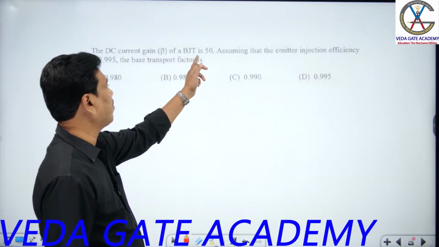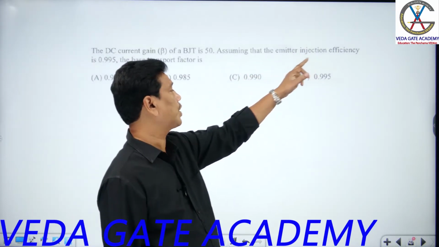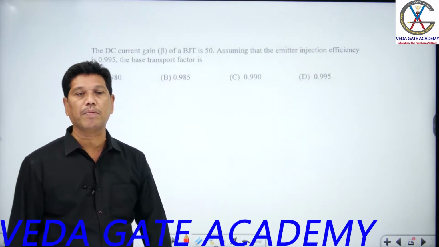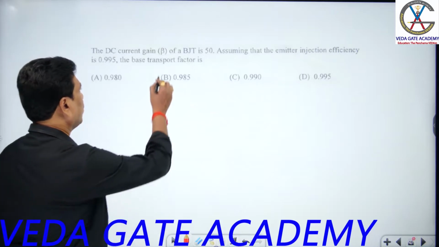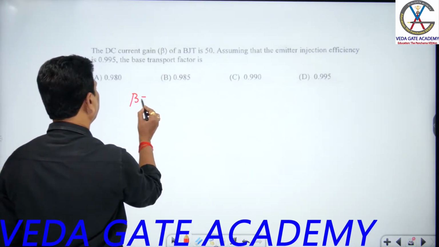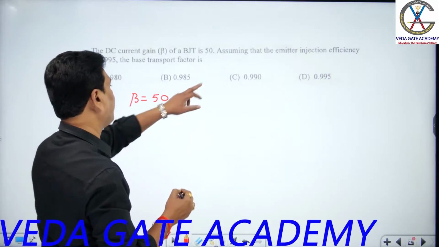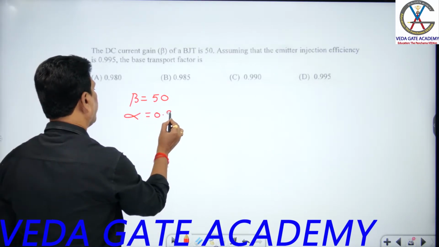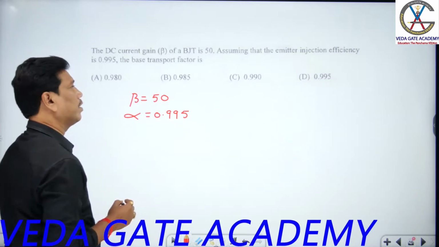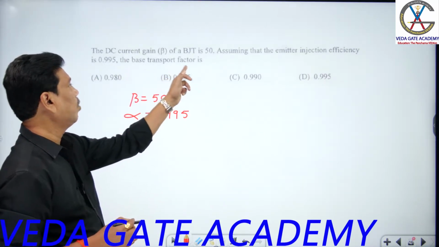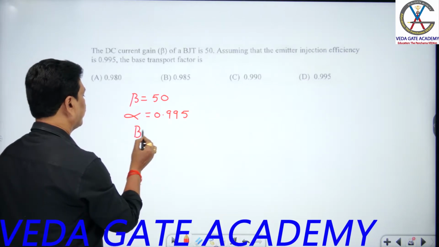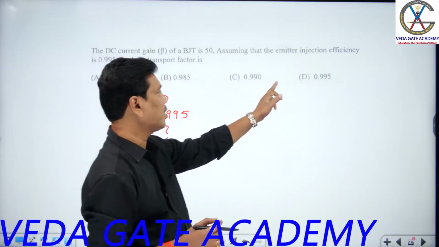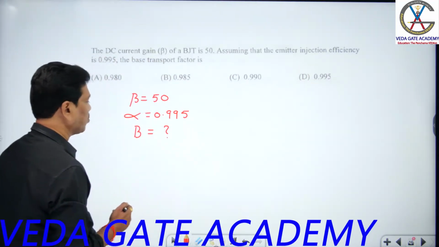The DC current gain beta of a BJT is 50. Assuming the emitter injection efficiency is 0.995, what is the base transport factor he is asking? The beta of a BJT is 50, students, as given. Beta equal to 50. Assuming the emitter injection efficiency is 0.995, what is the base transport factor? The options given are 0.980, 0.985, 0.990, 0.995, students. Now I can go for this.